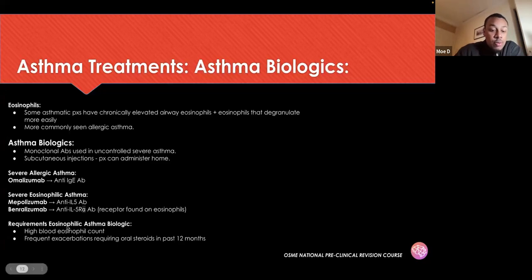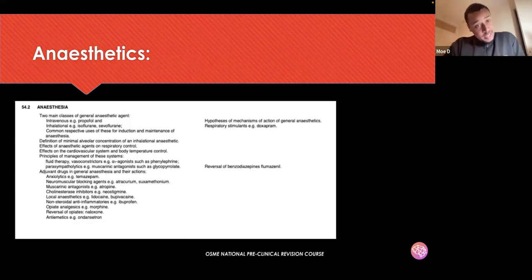The requirements to be prescribed eosinophilic asthma biologics, because they're really expensive, is that you need to have a high blood eosinophil count, aka you're showing that the asthma is predominantly being driven by eosinophils for that patient. Also, the patient needs to have had frequent exacerbations requiring oral steroids in the past 12 months, which suggests that their asthma is a bit more severe and less well controlled. So that's it for asthma.